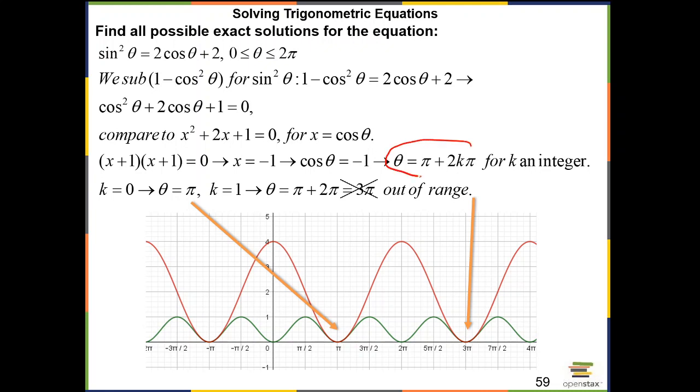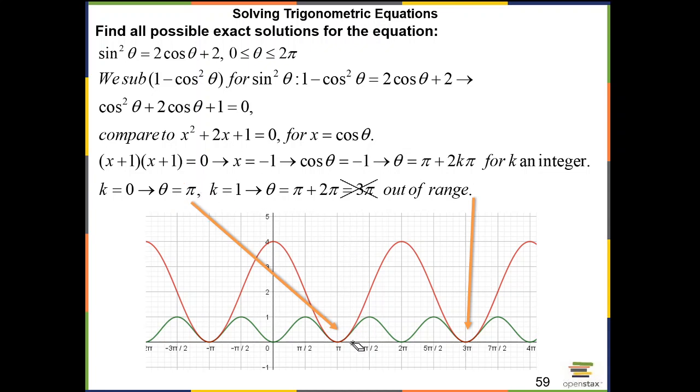Now, this gives all the solutions, but we want solutions only from 0 to 2 pi. So we let k be 0. We get theta is pi, so that's one solution. K equals 1: pi plus 2 pi is 3 pi, but that goes outside, so we don't want that. So there is only one solution.